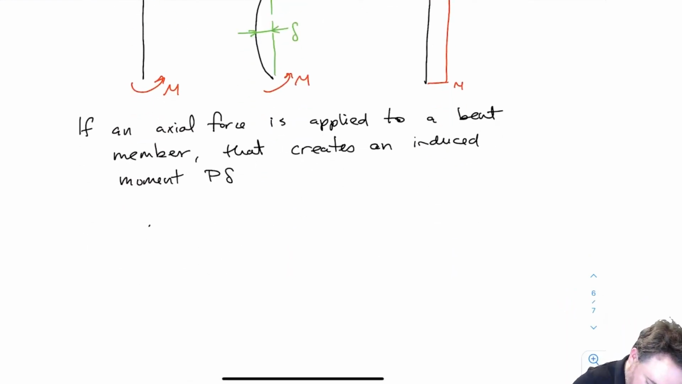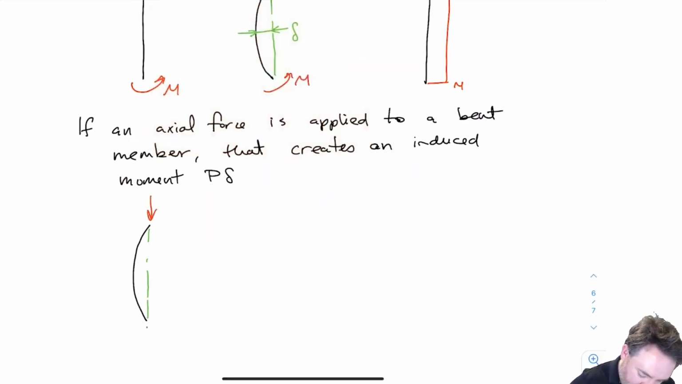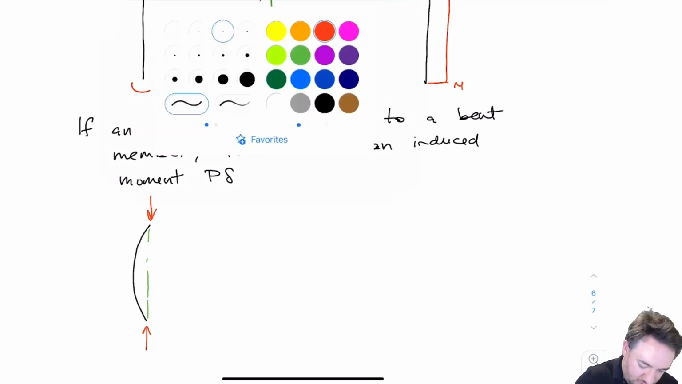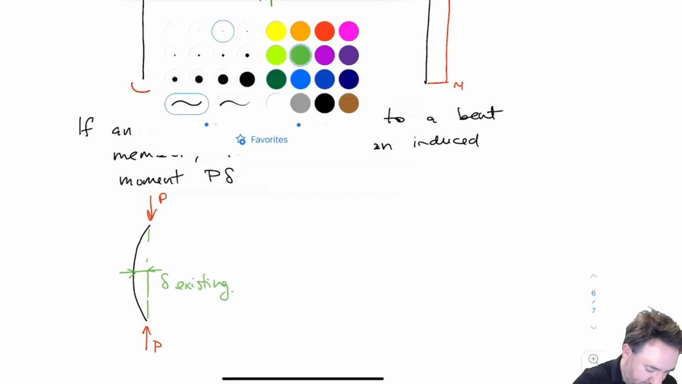Okay, so now let's just look at a curved member. We're going to forget about the moment for now. Let's just assume that the member is curved. For whatever reason, it's curved. And now I apply a load to it. So the load didn't cause the curve. The member just happens to start out curved. And I have that existing delta, before I apply the P.